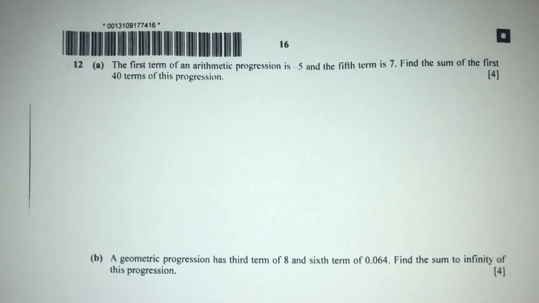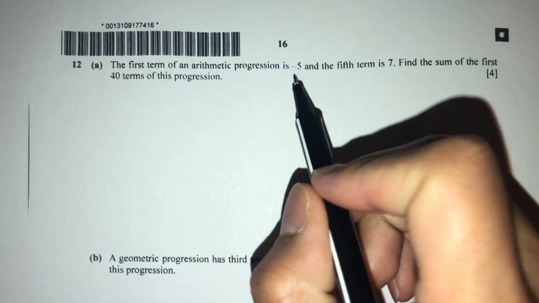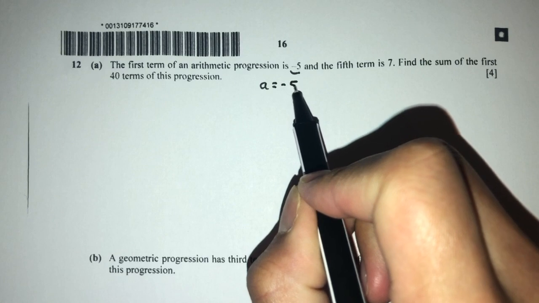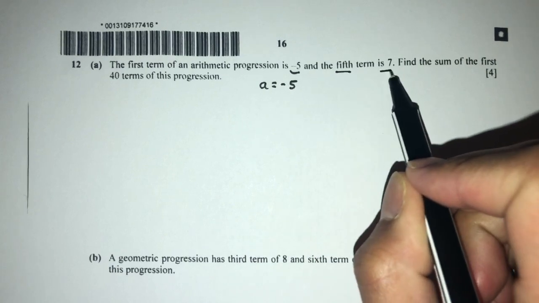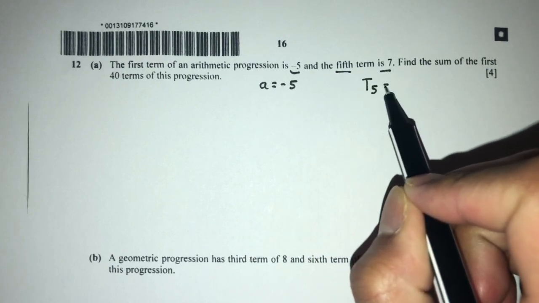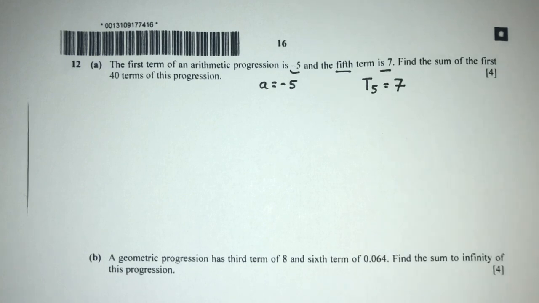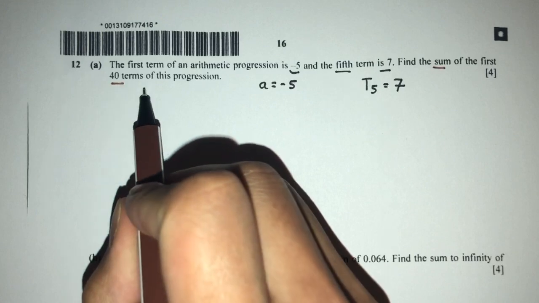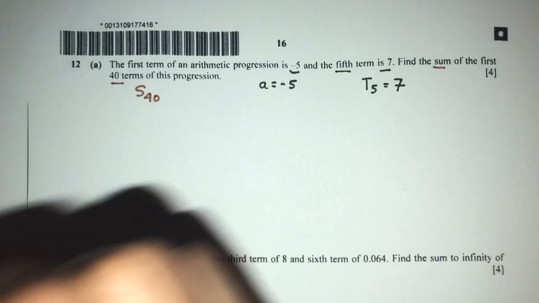The first term of this progression is minus 5. So this is the first term, so a has to be minus 5. Now the fifth term is given by 7, so T5 will be 7. So the question is to find the sum of the first 40 terms.